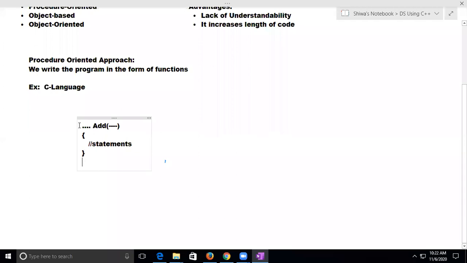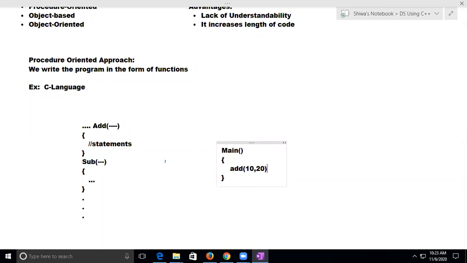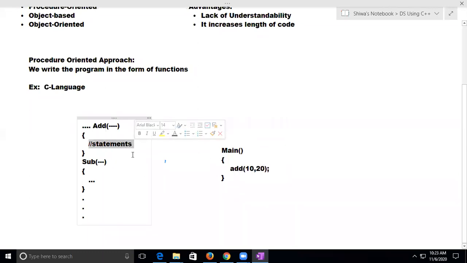So like that, to subtract two numbers, I'm writing one function. This is starting point of function, ending point of function. In between that, we are writing some statements. So like this, we can write any number of functions. Finally, we define main function. From the main function, we call the functions here. So to add two numbers, just simply call add of 10 comma 20. Like this, we call.